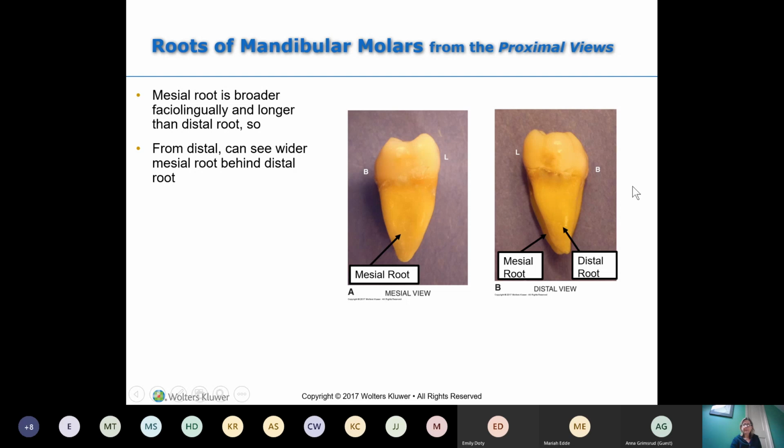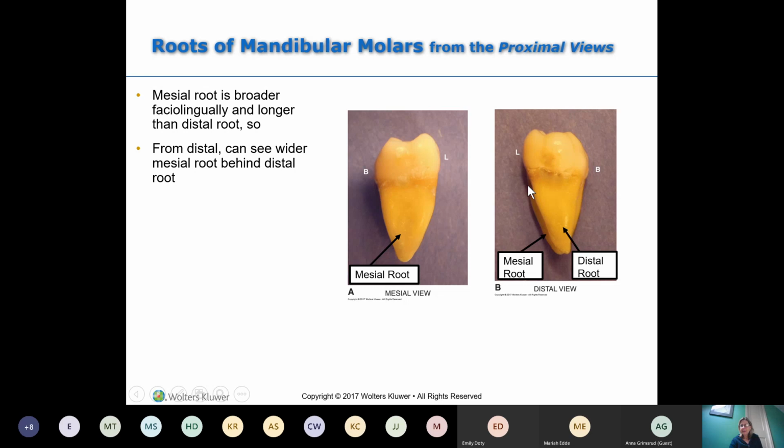On the mandibular molars, the mesial root is broader facial lingually and longer than the distal root. So overall, the mesial root is bigger than the distal root. And this is that same picture. If I'm looking from the mesial, all I see is this big mesial root. If I look from the distal, I can see the little distal root, but I can also see a little bit of the mesial root behind it.